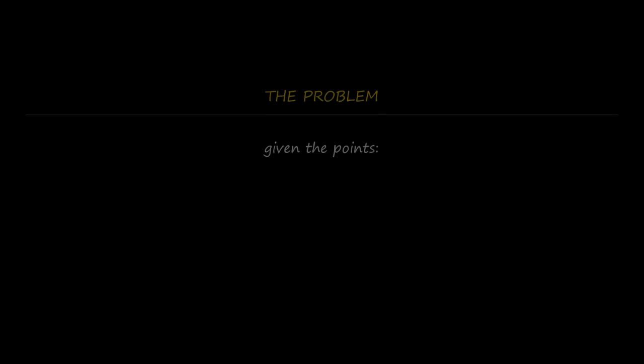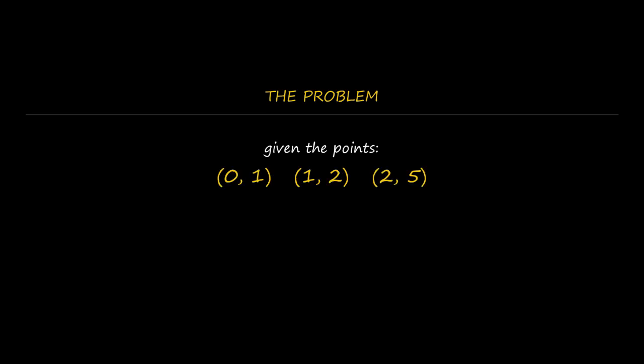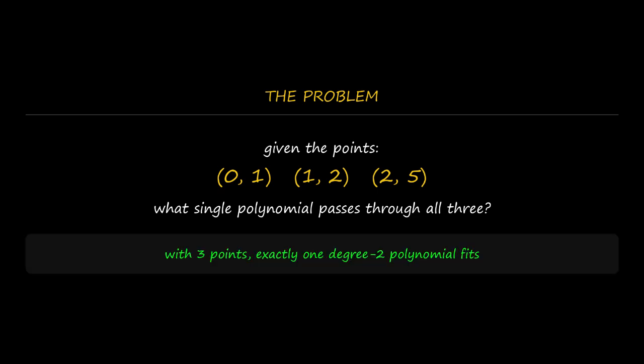The problem: given the points (0, 1), (1, 2), and (2, 5), what single polynomial passes through all three? With 3 points, exactly 1 degree-2 polynomial fits.